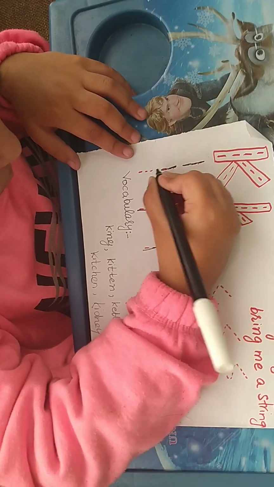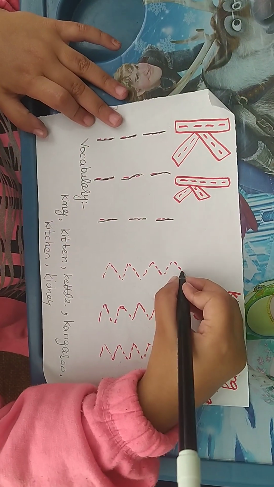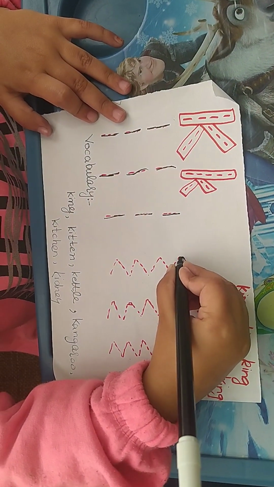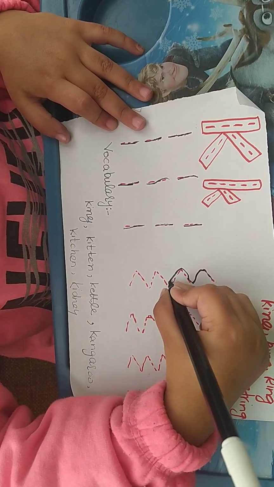K, K, K. K for king. K for kitten. K for kettle. K for kangaroo. K for kitchen. K for kidney.